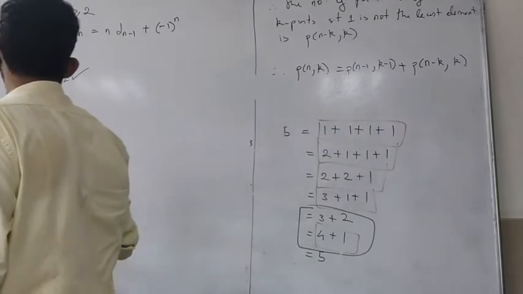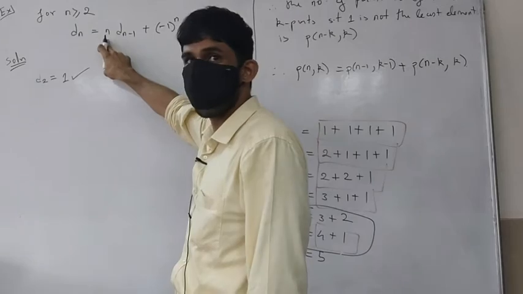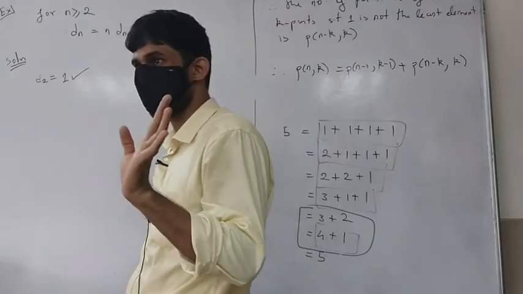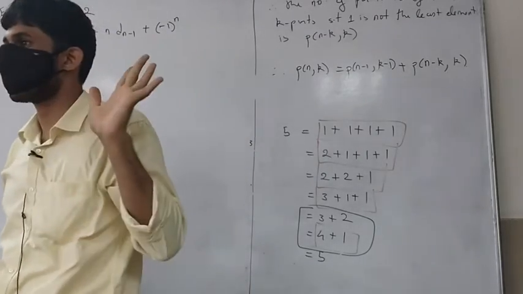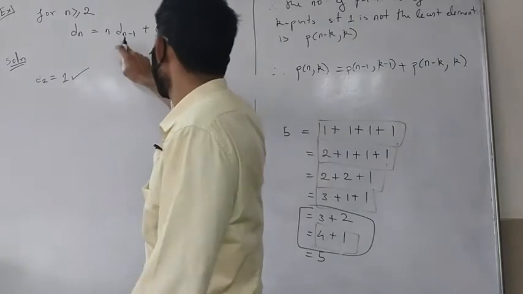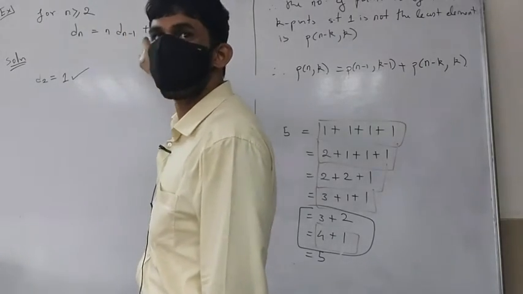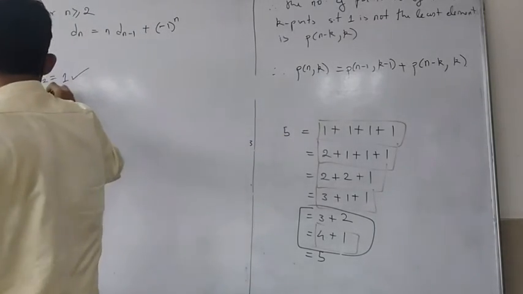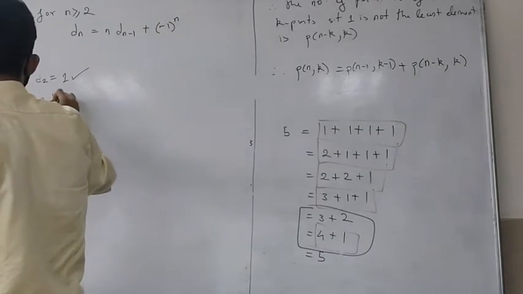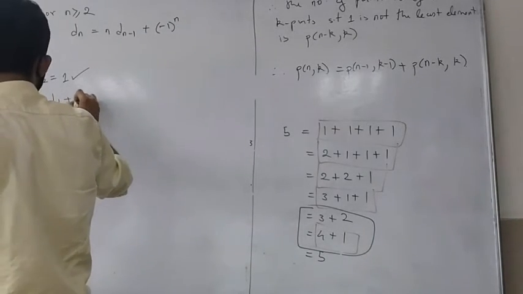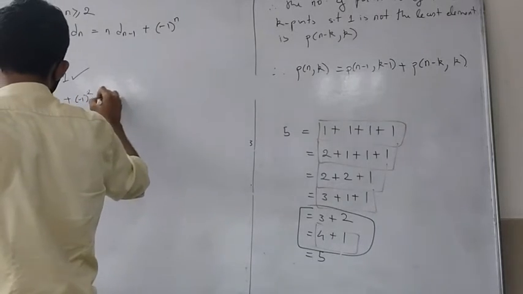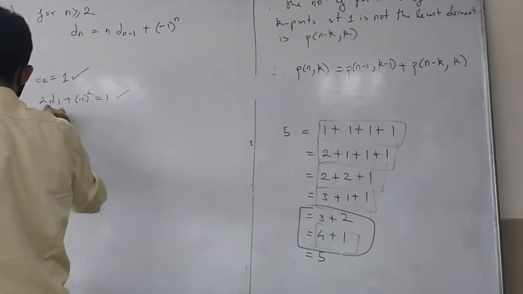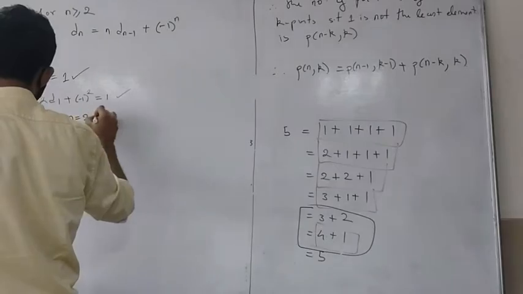Okay, what about this thing here? When n is 2, you will get 2 times d1. What is d1? d1 is 0, right? Because there's only one permutation, 1 goes to itself, and that's not a derangement. So this is 2 times 0, which gives us 0, plus minus 1 raised to 2, which is 1. So that works. For n equals 2, we have proved it.